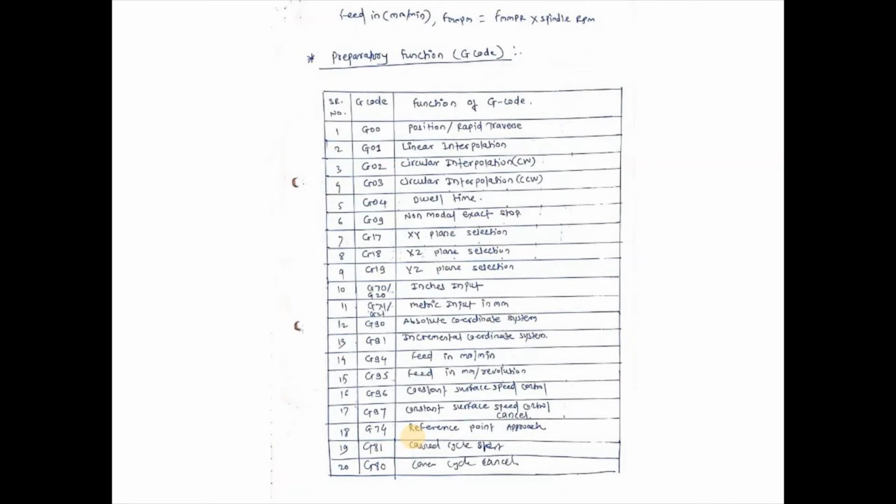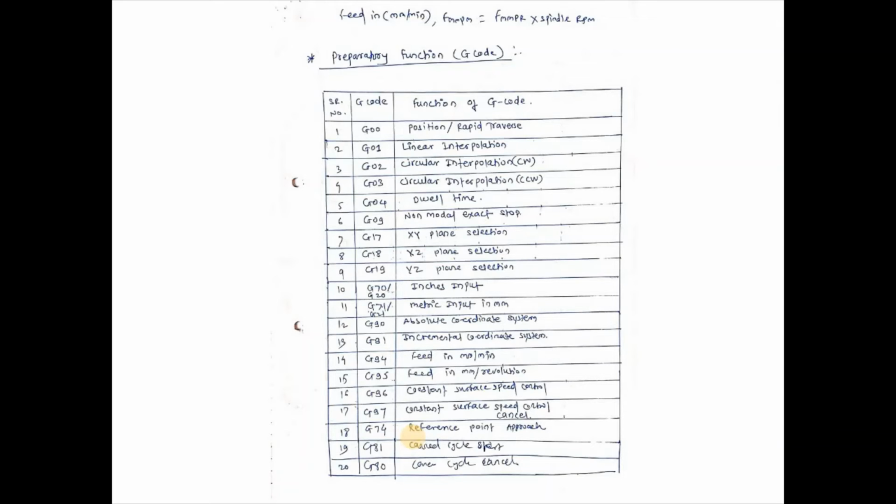Okay. So the most important part we have to remember is the G code, that is your preparatory functions. We will see them one by one. First code is G00, which is used for rapid traverse or positioning. Suppose I want to travel my tool from one location to another location in a fast way. You can use G00 for positioning the tool relative to your workpiece.